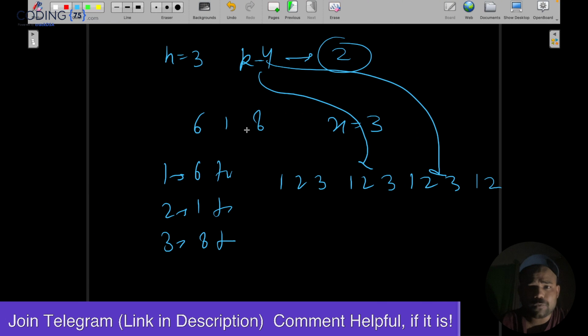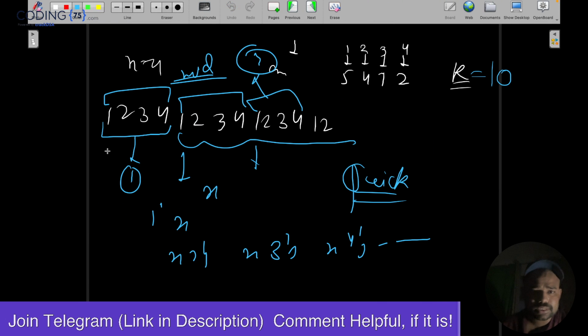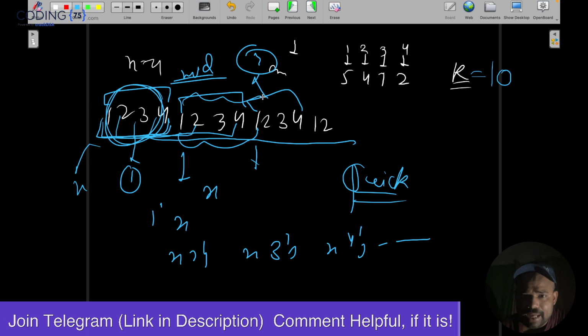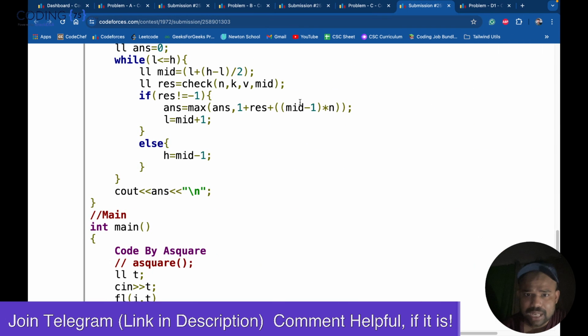1 means this whole first array. This is 1. Now the remaining numbers that we have taken, this will contribute as an array, this will contribute as an array, this will contribute as an array. So in total we have x repetitions of the array. 1 we have already taken. Remaining are x minus 1 repetitions, and these x minus 1 repetitions will have (x minus 1) into n numbers. So that I am adding here.